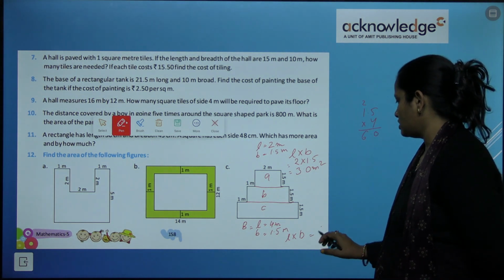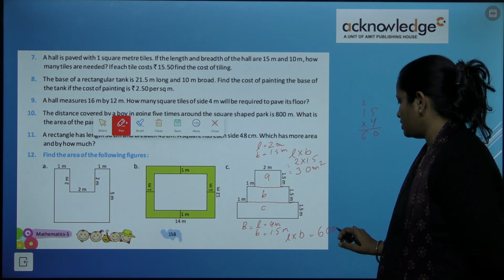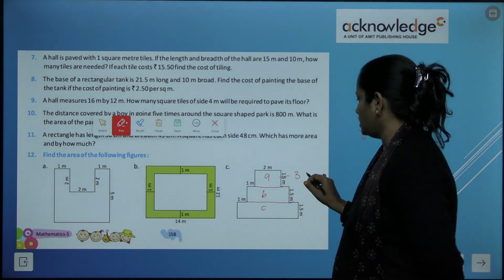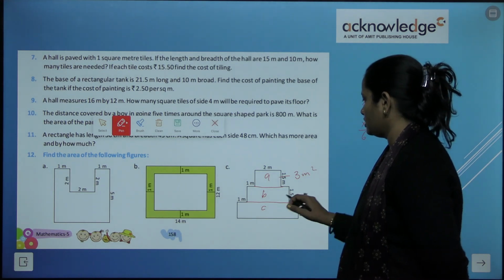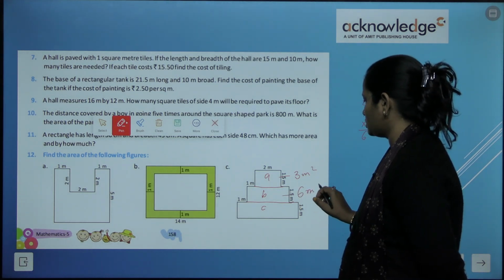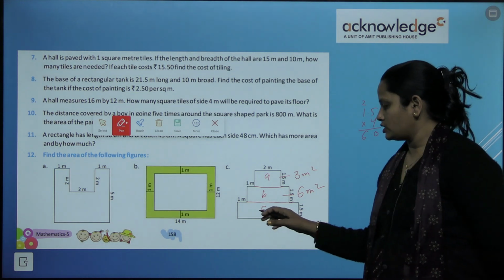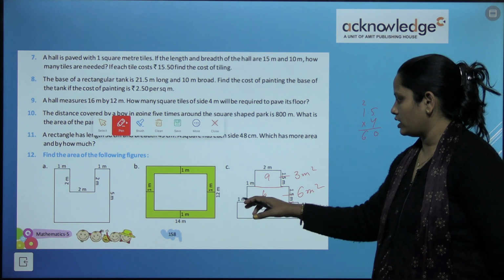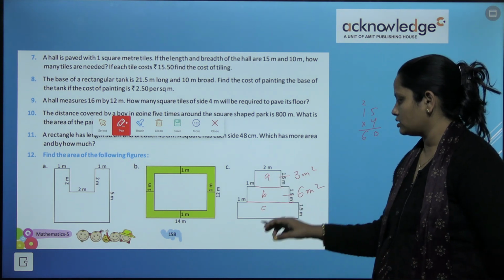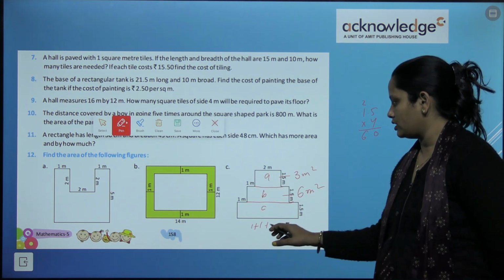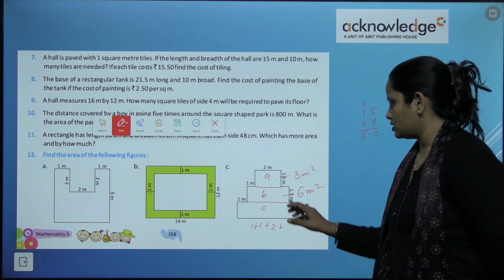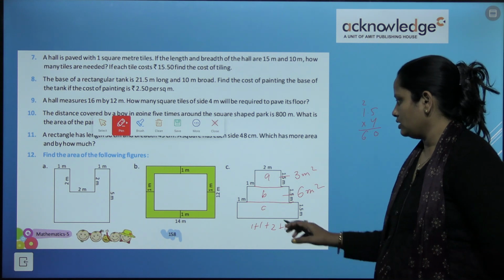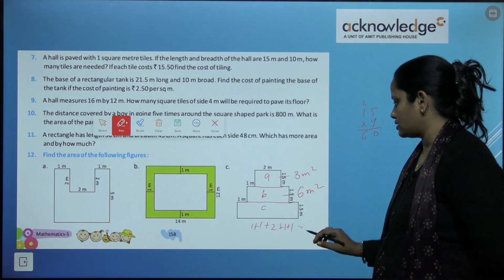So it is 6 meter square. So here it is 3 meter square. This is 6 meter square. Now let's find the area of this rectangle. So here it is 1, 2 and 1 plus 1 plus 2 plus 1 plus 1. So total will be 2, 3, 4, 5, 6.